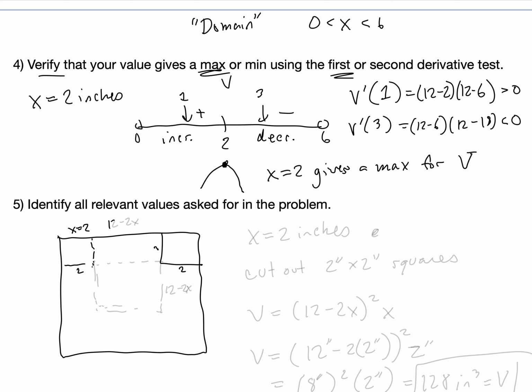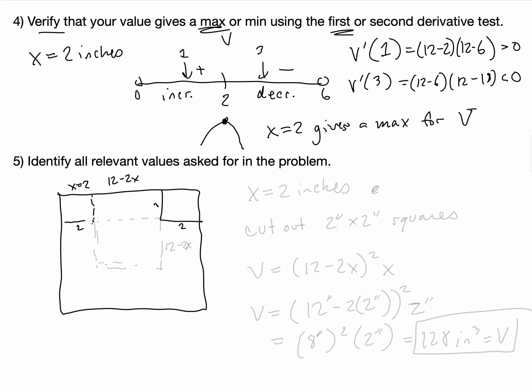And then our 12 minus 2x is going to be the base that's left over of this box. So we're folding up this box, and we were asked for x equals 2 inches to cut from the sides. So we are going to cut out 2-inch by 2-inch squares. And we were also asked for the volume of this box.